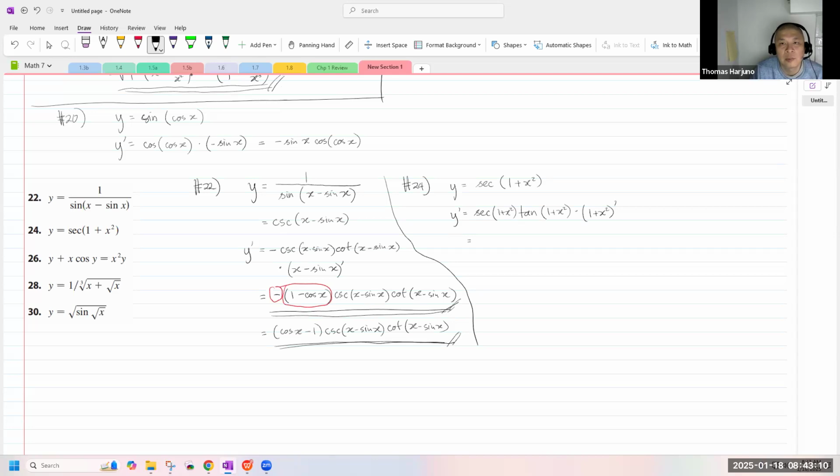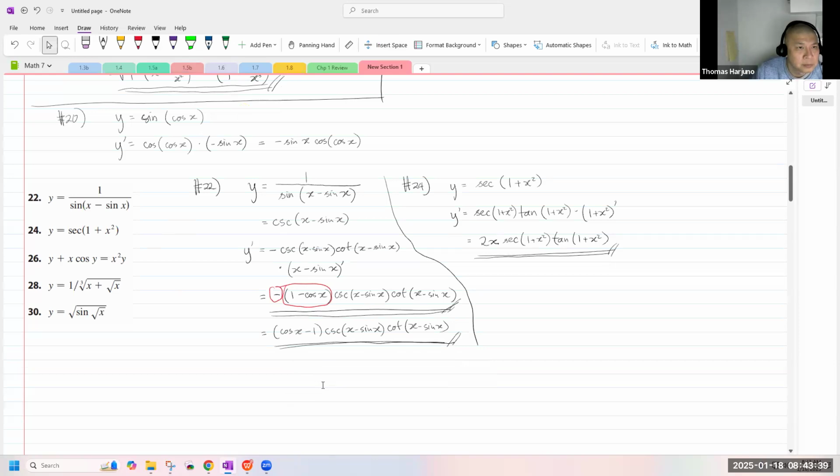So let me write that first because that happens to be a nice number. That's a 2x only, right? Derivative of 1 is 0. So 2x secant of 1 plus x squared times tangent of 1 plus x squared. Not too long. Actually, this question is simpler than number 22. Number 26. Implicit differentiation.